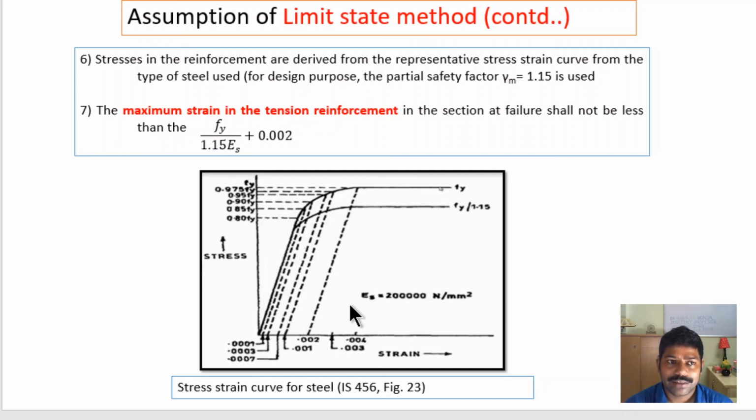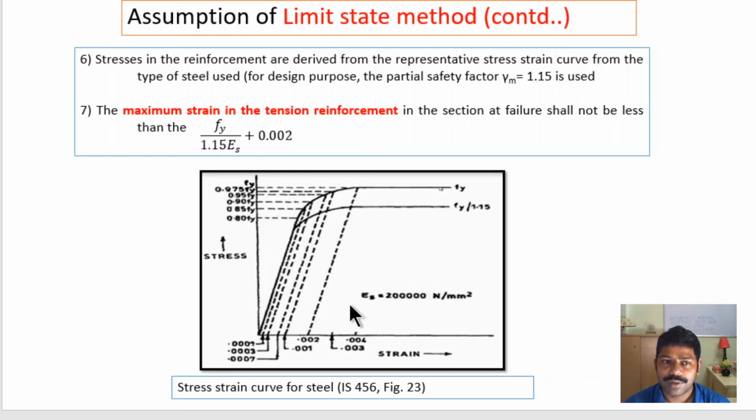And the sixth assumption says that the maximum strain in the tension reinforcement at the section of failure shall not be less than Fy by 1.15 Es plus 0.002. So it is saying that you should have sufficient strain so that before failure the occupant can get a warning. Yes, there is some excessive deflection, now you may have to vacate the room. So the strain should not be less than Fy by 1.15 Es plus 0.002.